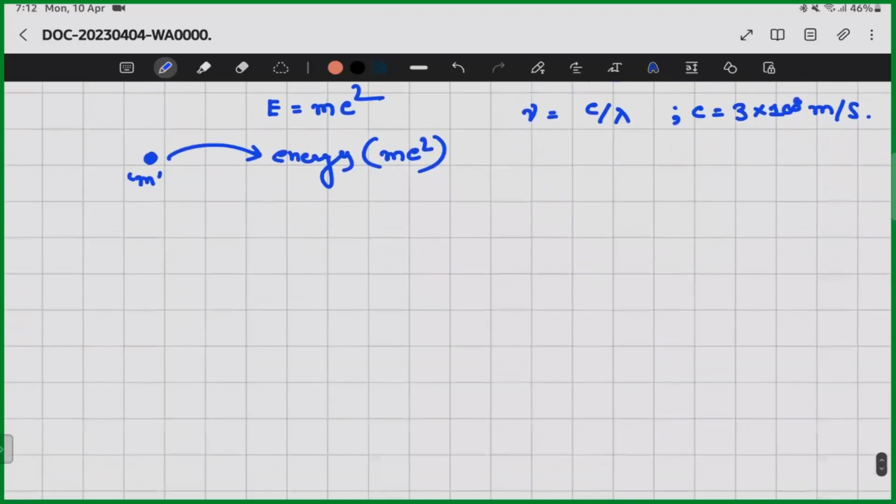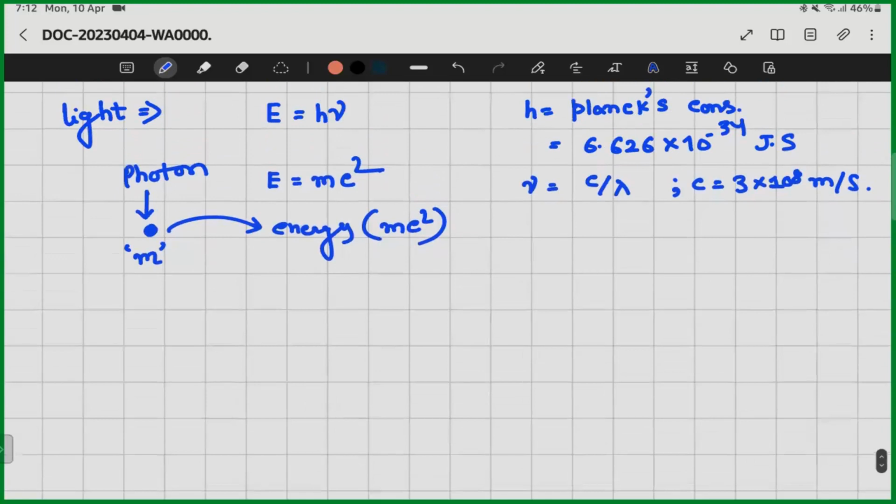Now we are considering the photon. Photon means the particle of the light. This has also some mass. This is not the actual rest mass, because light doesn't have any rest mass. I'm not getting into that rest mass concept, but let us consider that light has some mass m. So that photon has energy mc square. Again, from the photoelectric effect, we have seen that the energy should be hν.